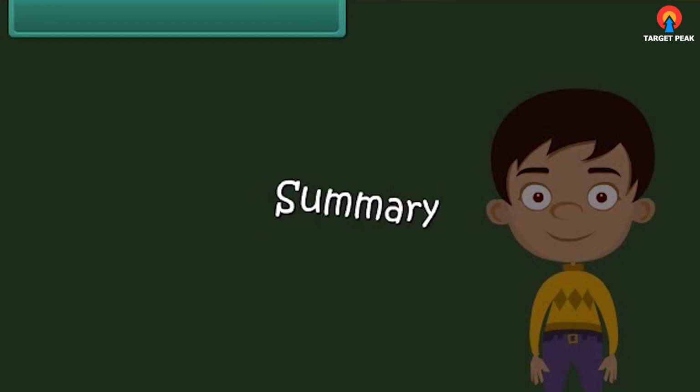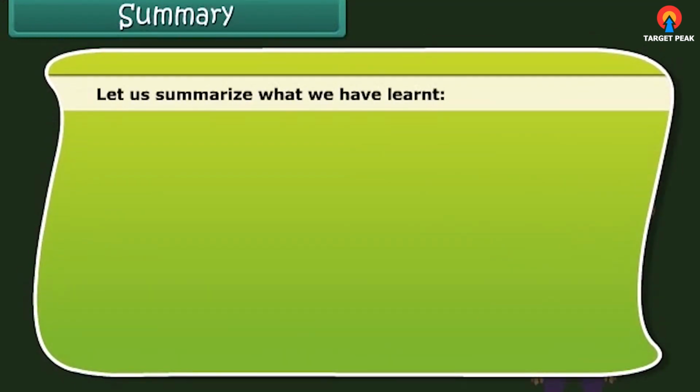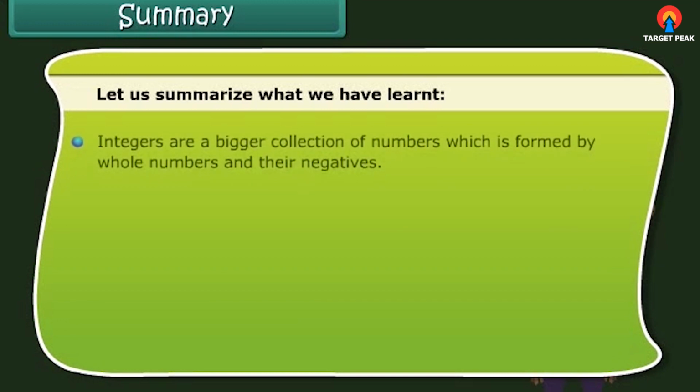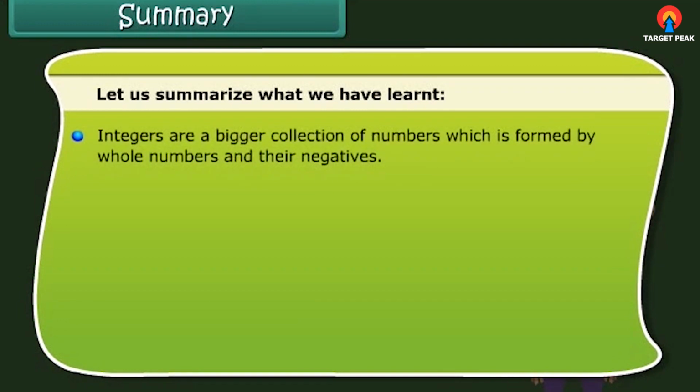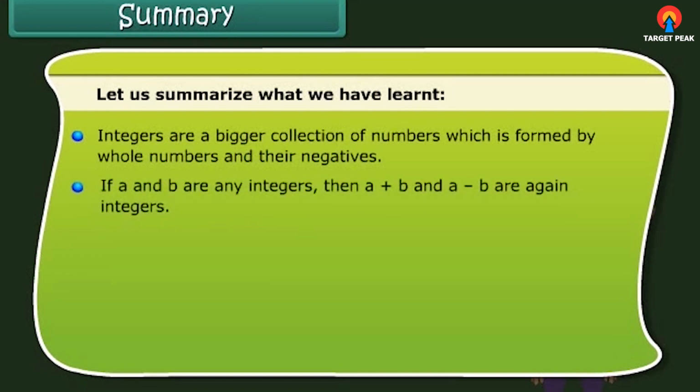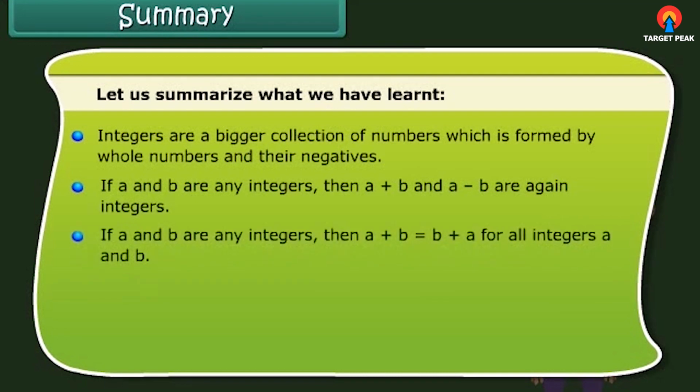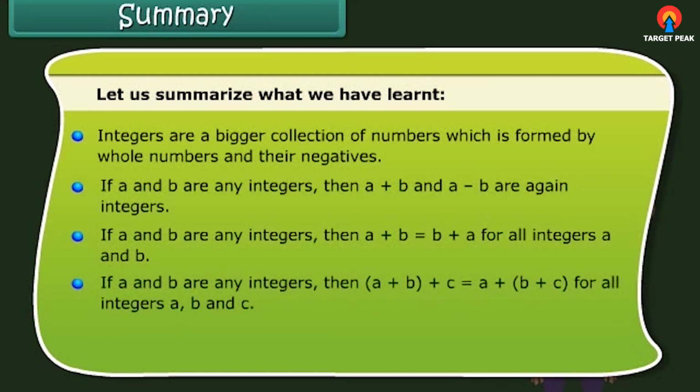Summary. Let us summarize what we have learned. Integers are a bigger collection of numbers which is formed by whole numbers and their negatives. If a and b are any integers, then a plus b and a minus b are again integers. If a and b are any integers, then a plus b is equal to b plus a for all integers a and b.